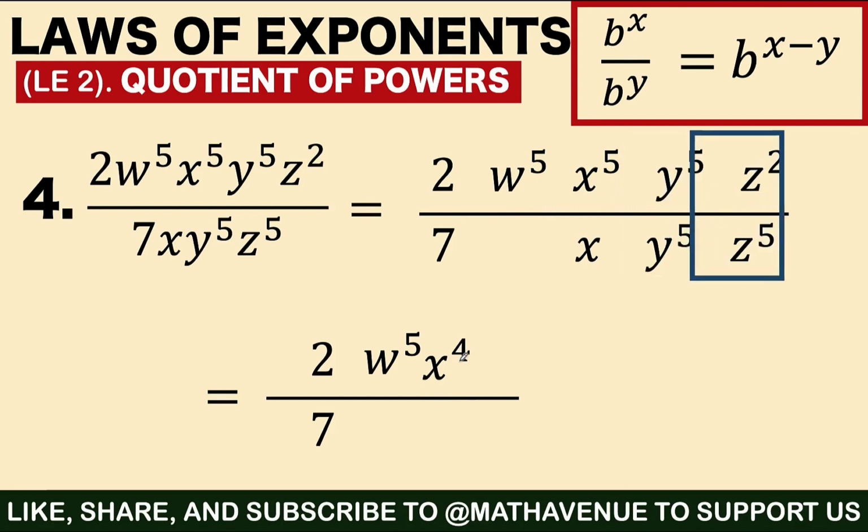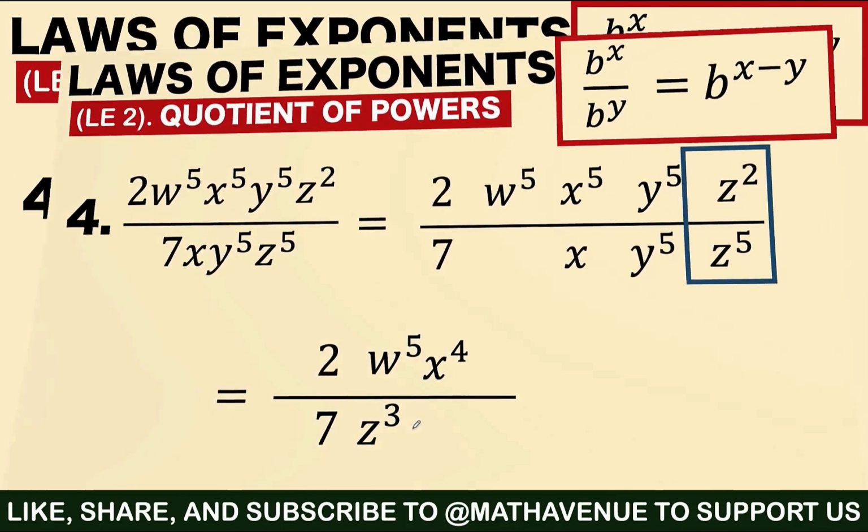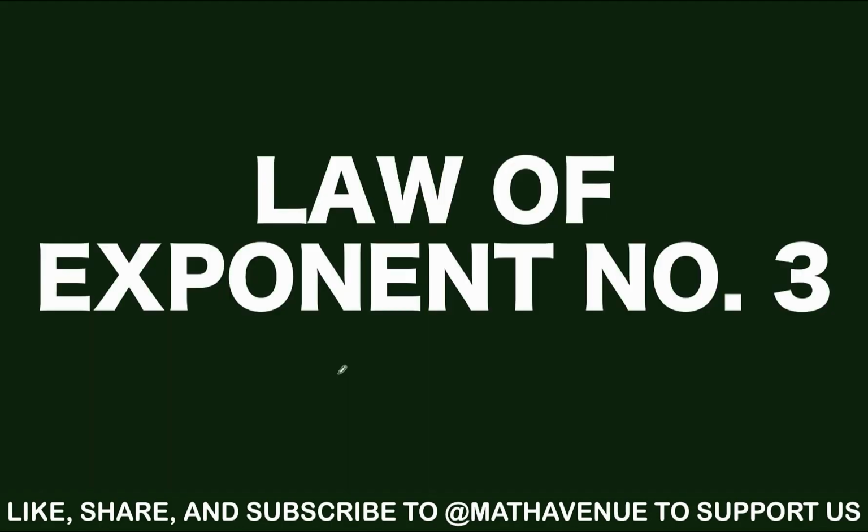And then c squared over c to the fifth. Notice that 5 is greater than 2, so the answer should be written in the denominator, and that is c to the third. As simple as that, we now have the answer. Now, let's proceed to law of exponent number 3.